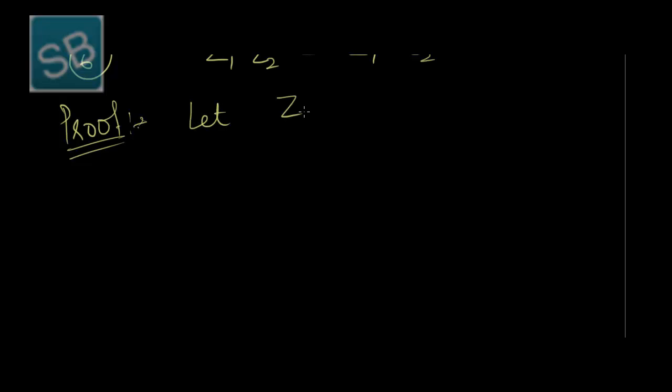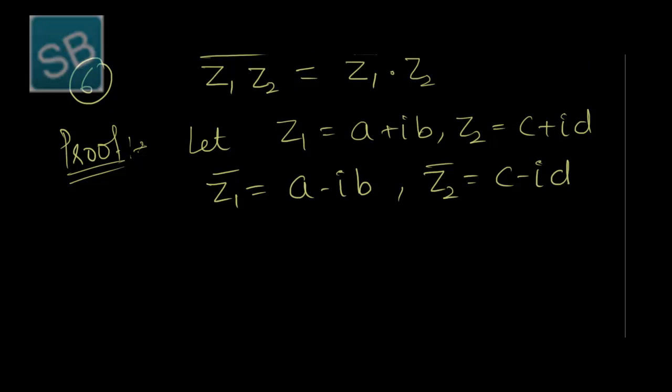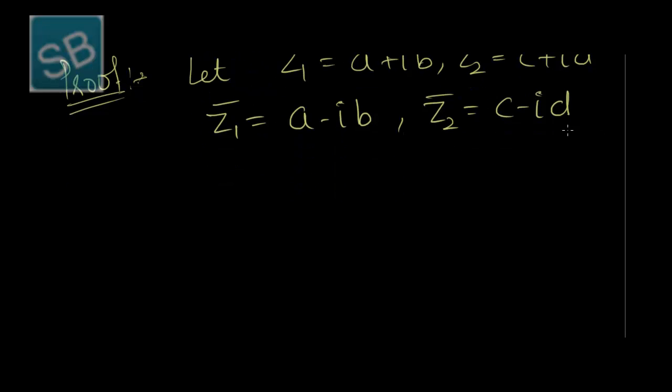Let Z1 is equal to A plus iota B and Z2 is equal to C plus iota D. Then Z1 bar is equal to A minus iota B and Z2 bar is equal to C minus iota D. Now we are going to take the left hand side. So first of all we will find the product Z1 Z2.